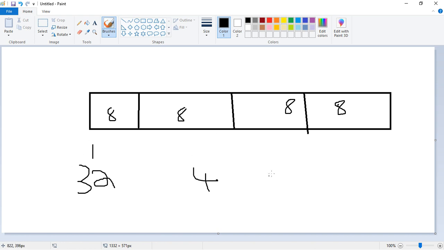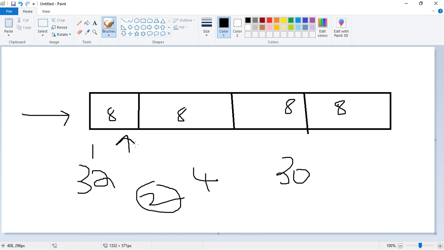The first 30 bits will address this word, and the remaining 2 bits will address which byte among this word should be accessed, whether it is this one or this one, maybe 4 or 2 bytes, depending on the system. So the whole word address is determined by the first 30 bits, and the internal byte is described by the last 2 bits.